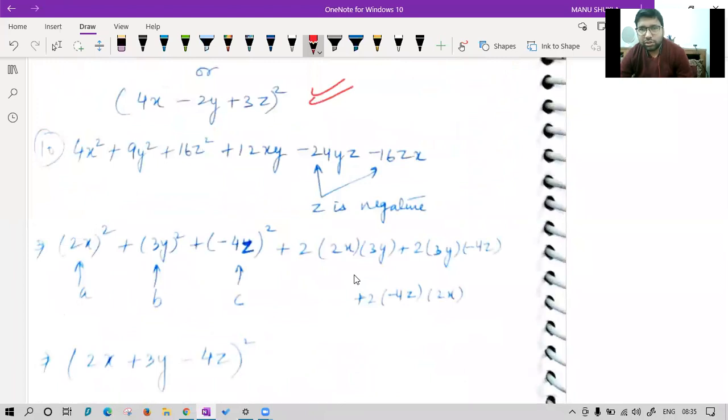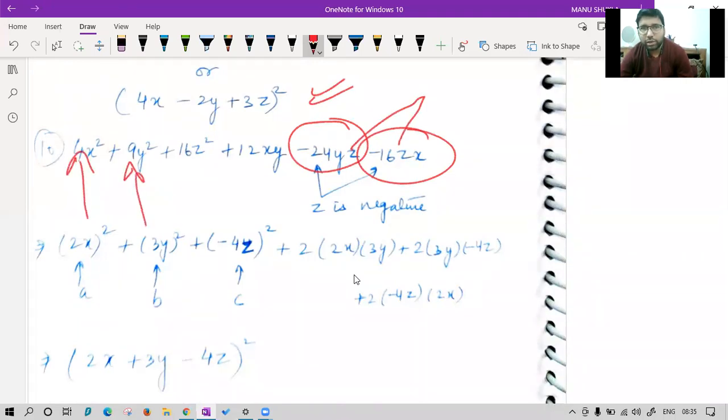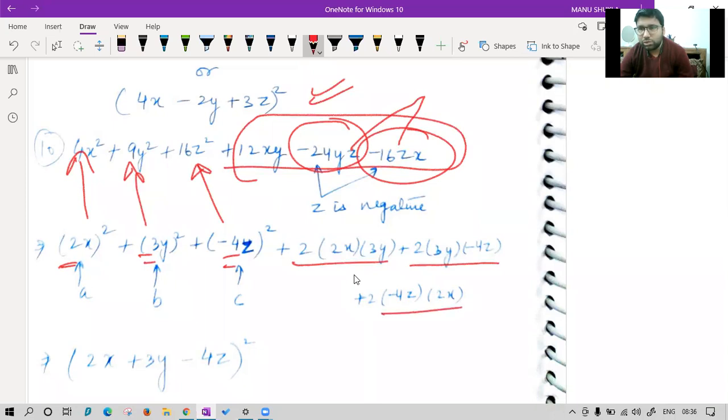Similar to this one question, in this also we have Z in common. That means the negative terms have Z common. That means Z is negative. Only effort is to write A, B and C. A I have written, B I have written, C I have written. After that, I didn't see this part. I just wrote it on my own, 2AB, 2BC and 2CA, and got the answer, this one.